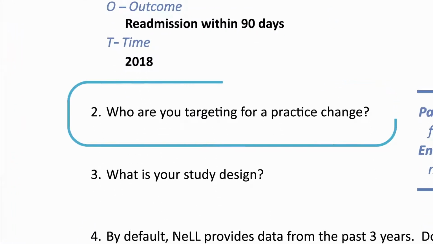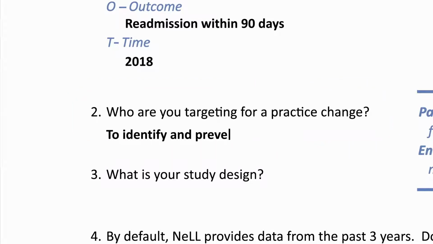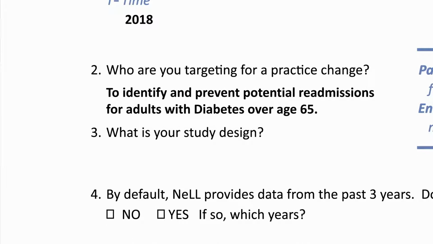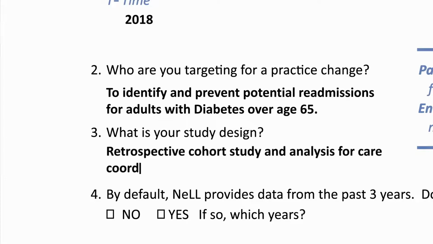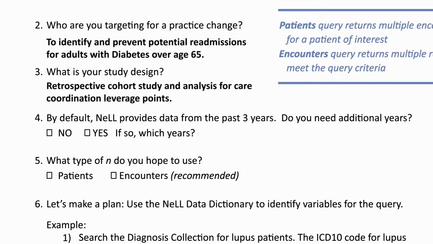The next worksheet question is, who are you targeting for a practice change? Tia's aim is to identify and prevent potential readmissions for adults with diabetes over age 65. For study design, she decides to use a retrospective cohort study. This involves looking back at data for at least 2 different groups over time and comparing specific outcomes. She'll use findings to uncover improved care coordination strategies for people with diabetes. By default, Nell provides data for the past 3 years. Tia indicates she does not need data for all those years, just 2018.